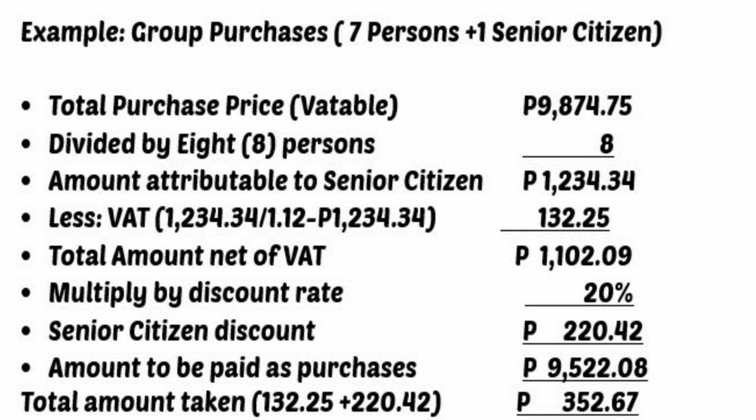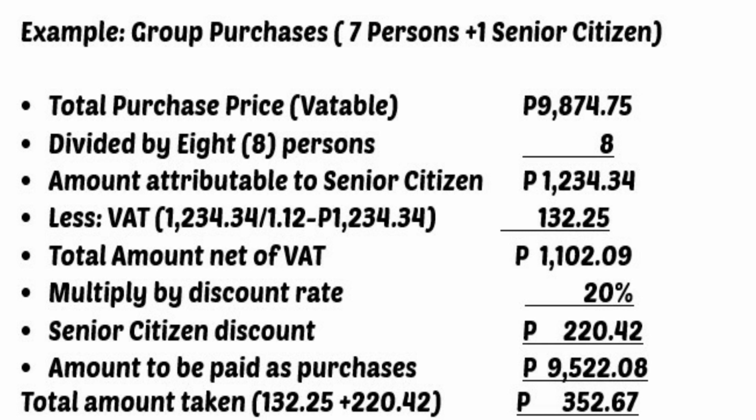So, amount attributable to senior citizen is 1,234.34. Bakit po natin sinegregate yung amount for the senior citizen? Kasi yun lang yung bibigyan natin ng discount na 20% at yan lang din yung tatanggalin natin yung 12% na VAT. Okay? So, amount attributable to senior citizen, 1,234.34. Tanggalin natin po yung VAT na 12%, 132.25.